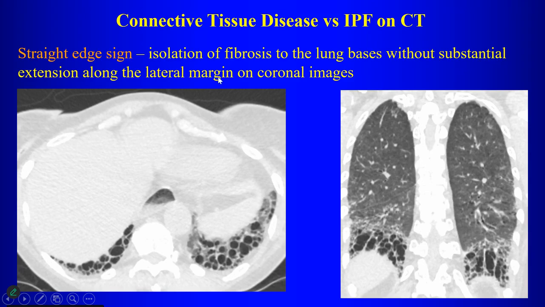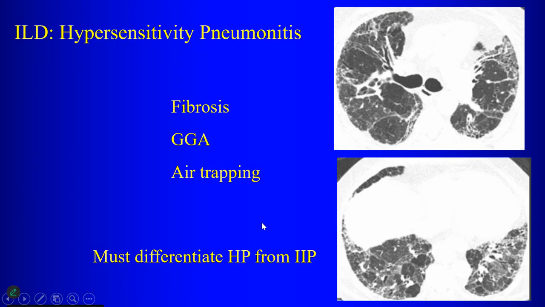Here's the straight edge sign, isolation of fibrosis to the lung bases without substantial extension along the lateral margin on coronal images. So on coronal, you see that sharp demarcation between the fibrotic areas of honeycombing and the rest of the lung. So in this case, the underlying disease is, oh, don't tell me I got you again. What is this? Scleroderma. Scleroderma, dilated esophagus, interstitial lung disease. Right? So these findings are associated with connective tissue disease as opposed to idiopathic pulmonary fibrosis.